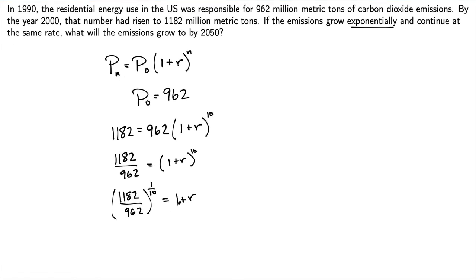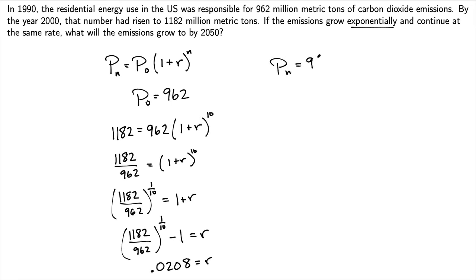Now to solve for r, we just subtract 1. So 1182 over 962 to the 1/10 minus 1 is equal to r. Plugging this into our calculator gives us approximately 0.0208 for r. Now that we know r, we can come back and plug it into our model. We have P sub n equals 962 times 1 plus 0.0208, so 1.0208 to the n.